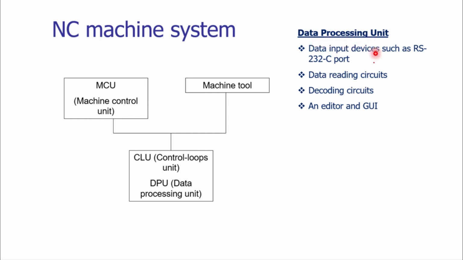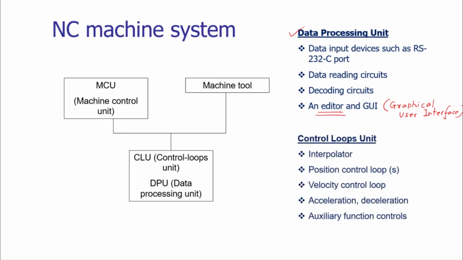The data processing unit has a data reading circuit. Further, there is a circuitry which decodes the data given to it. It decodes the instructions and signals given by the microprocessor. It has an editor and graphic user interface. So through the data processing unit, we are entering the data, inputting the data to the CNC machine tool, to the CNC equipment. We are editing that data, editing the instructions, and then those instructions will be given to the control loop unit.